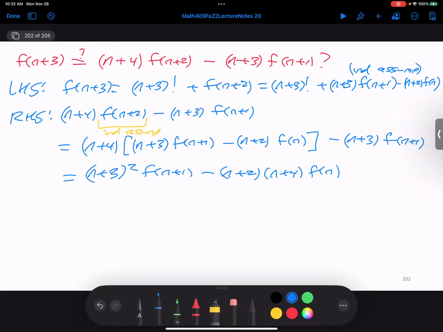Does anybody know anything about n+3 versus n+2, n+4? They differ by 1. This is the same as n+3 minus 1. This is n+3 plus 1. This is n+3 squared minus 1. So we could write this as n+3 squared fn plus 1 minus n+3 squared minus 1 times fn.